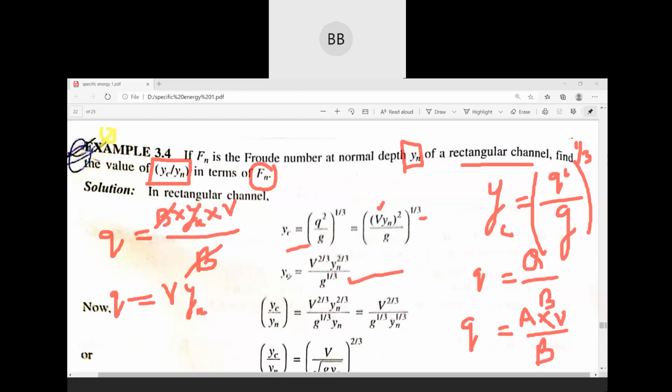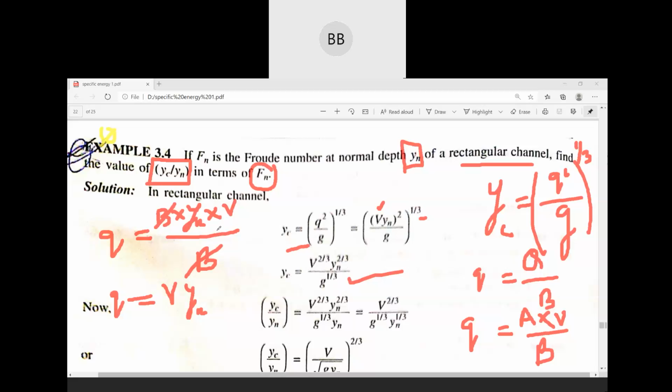So this will be the next equation. Yc is equal to v to the power 2 by 3, because here it is square and then to the power 1 by 3, so it will be 2 by 3. So Yn also will be to the power 2 by 3, divided by g to the power 1 by 3. So this is the Yc value.